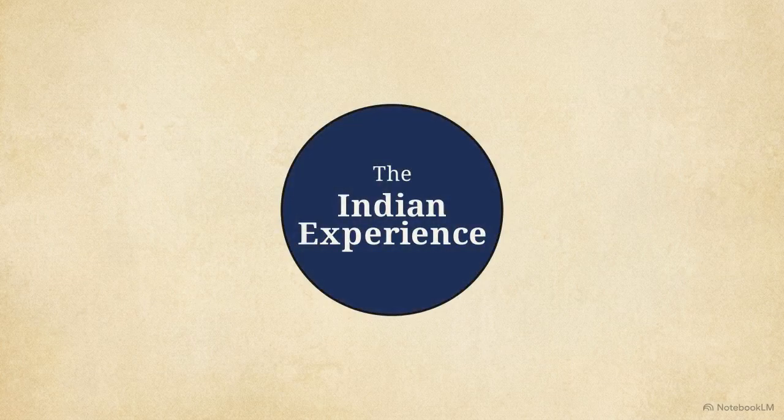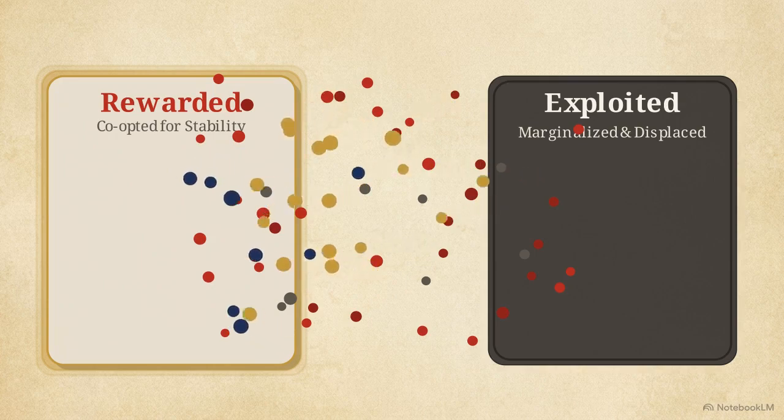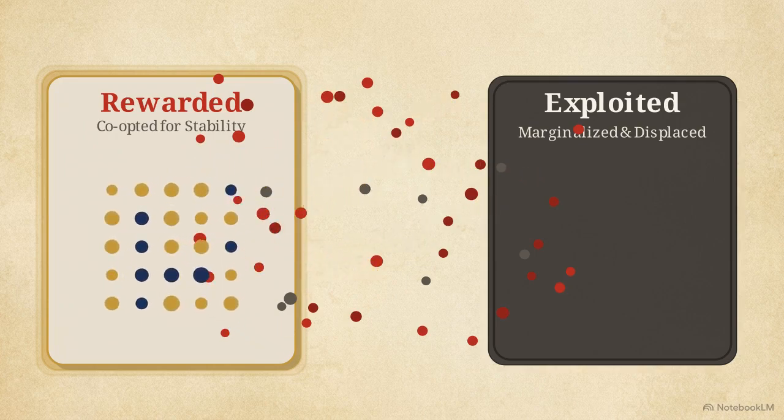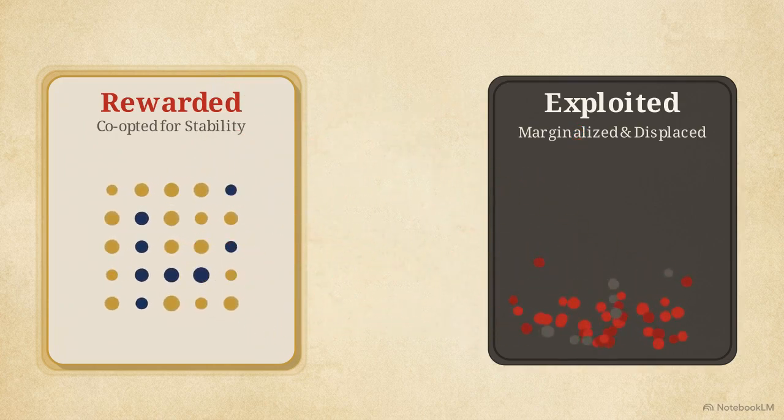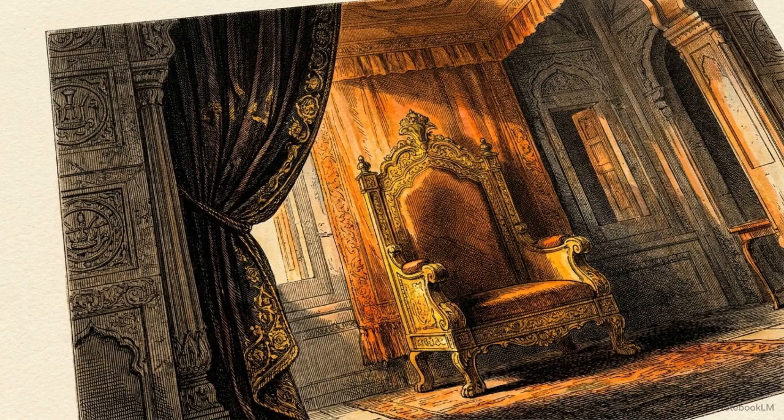Analyzing this period requires looking past the idea of a single Indian experience. We have to identify which specific groups the system was built to reward, and which groups it was designed to exploit. The Punjab Commission functioned as a targeted machine, calibrated to extract maximum financial value while maintaining the stability of the imperial frontier. The transition began with the immediate removal of the pre-1849 Sikh aristocracy.